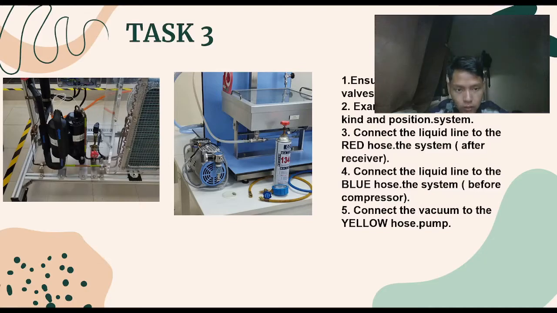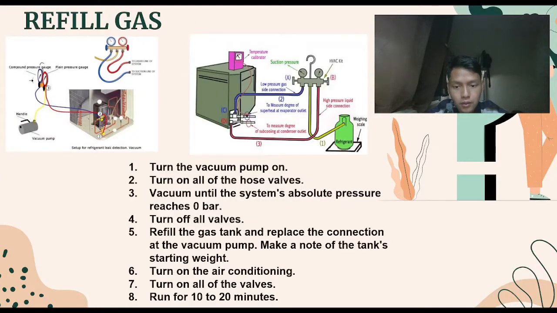So on refill gas to the system, we need to switch on the vacuum pump and then open all the valves. So this is the refill gas. We need to switch on the vacuum pump, turn on all the hose valves, and then vacuum until the system absolute pressure reaches 0 bar. Turn off all valves, refill the gas tank and replace the connection at the vacuum pump.